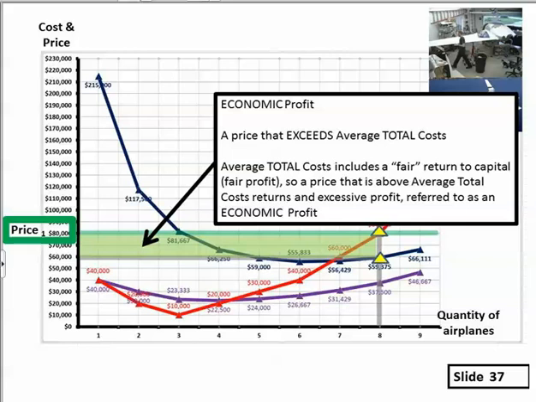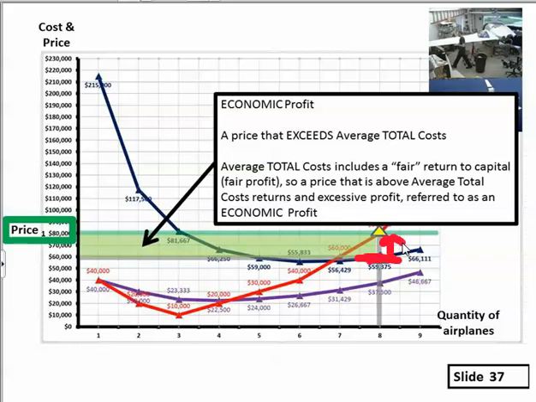Now, anytime we get a price above whatever our average total cost is, anything above there is going to exceed all of our costs, because all of our costs are built into that average total cost. So that means we're covering our rent, we're covering the ingredients, we're covering everything, and we have money left over.